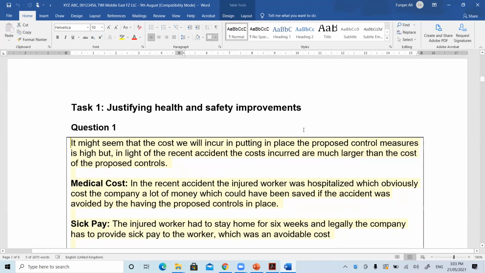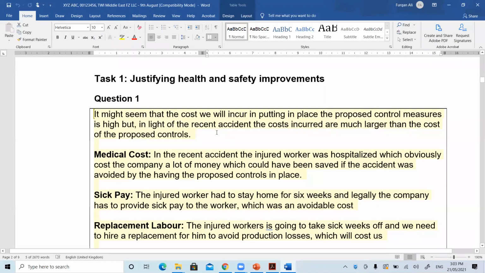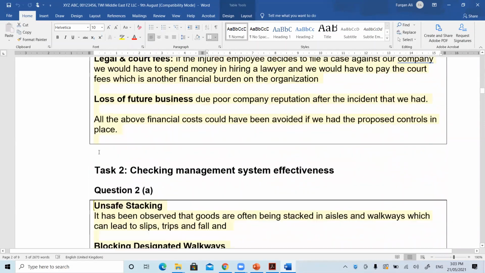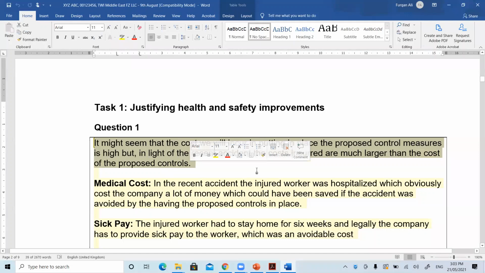Now, question number one is justifying safety improvements. As I told you, the question carries 10 marks, so you need to mention 10 financial arguments to convince the management. The answer starts with an opening statement which says, it might seem that the cost incurred in putting in place the proposed control measures is high, but in light of the recent accident, the costs incurred are much higher than the cost of the proposed control measures.